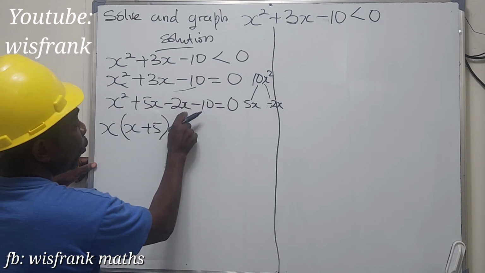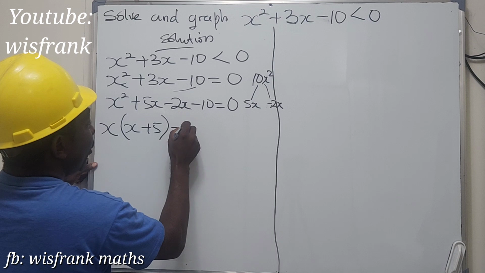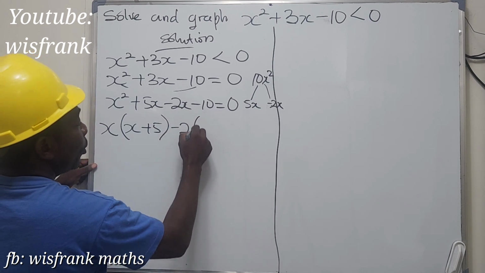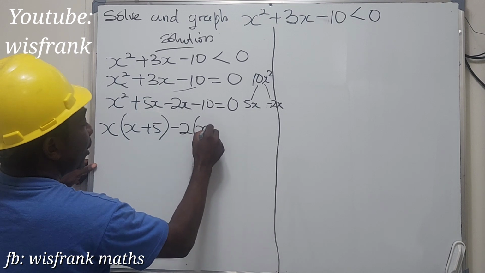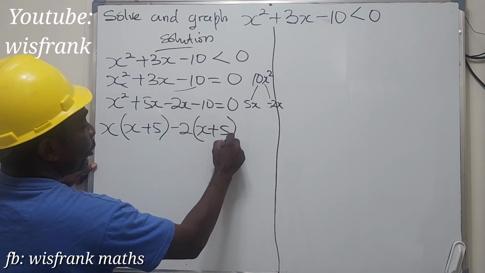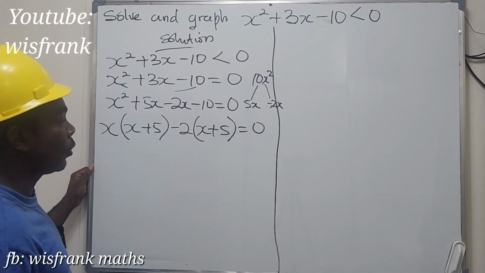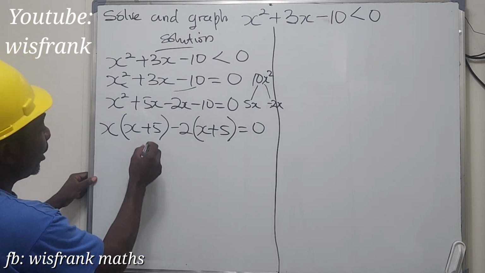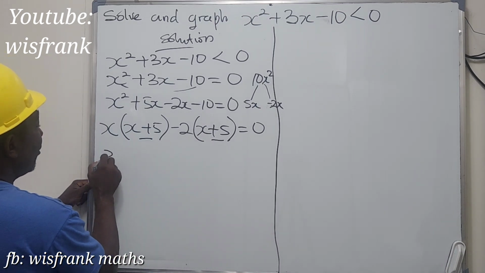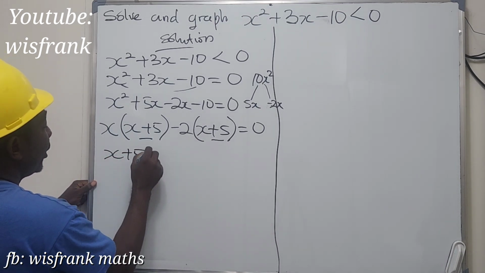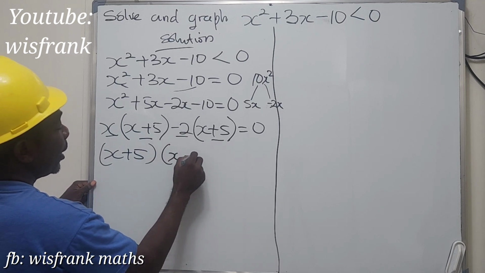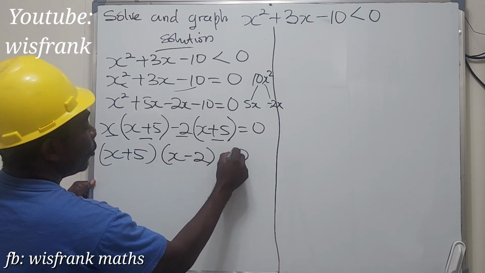Then here, the factor of minus 2x and minus 10 is minus 2. Then goes here into, we have x plus 5. Minus 2 goes into minus 10, we have plus 5. So this becomes equals to 0. So in this case, the parentheses, we have the same value. So we take one of them, we have x plus 5. Then we take the second one, x minus 2, we have x minus 2 equals to 0.